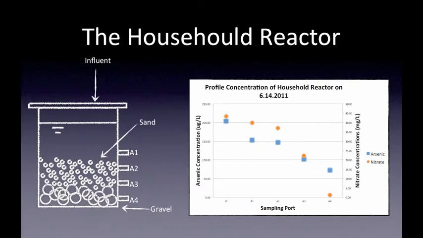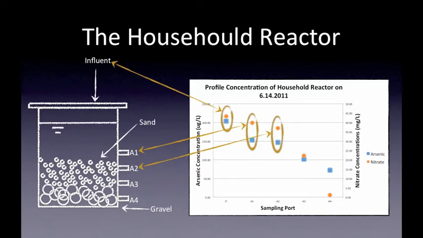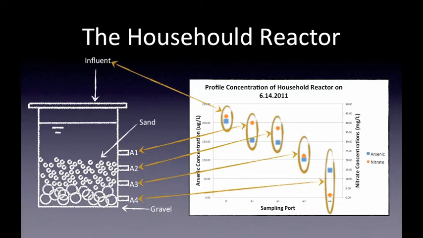The household reactor is basically a bucket with layers of sand and gravel. It's a point-of-use system with lower cost and easier operation. Similar to the continuous flow reactor, nitrate is completely removed and arsenic concentration is decreased from 200 microgram per liter to around 75 microgram per liter at the effluent part.